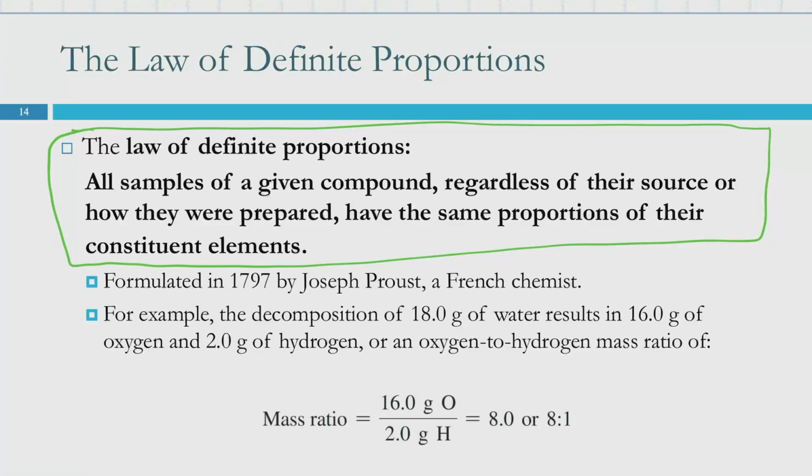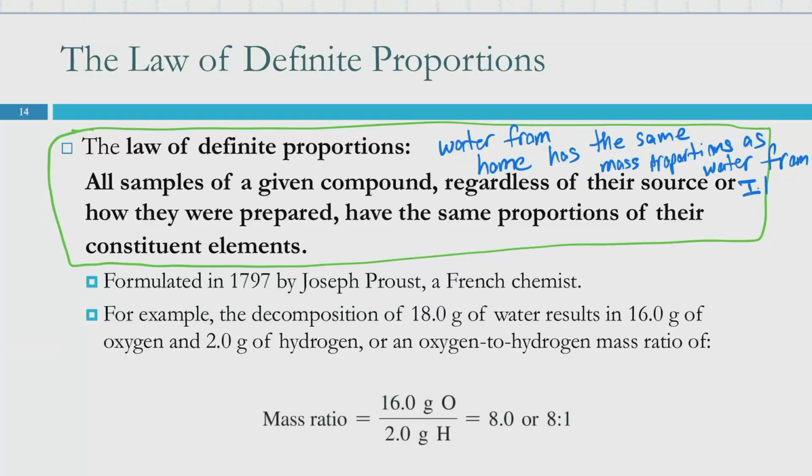So an example of this. Water from home, assuming that it's water, has the same mass proportions as water from Italy. So if you have water at home, you decompose it into hydrogen gas and oxygen gas, and you cleverly get the mass of those gases. If you go to Italy and you get some water and you do the same thing, it'll decompose into the same ratio of masses.